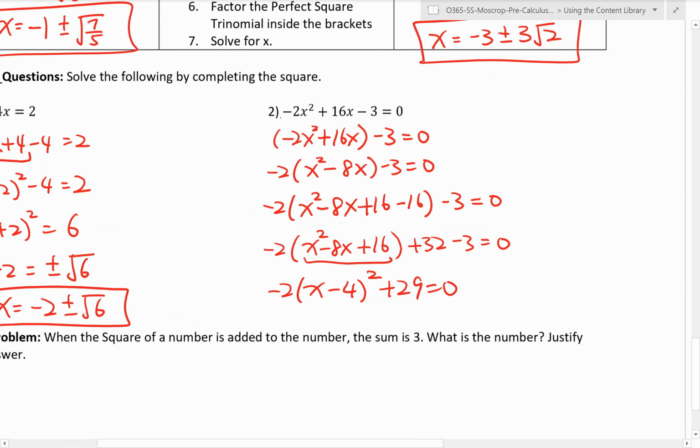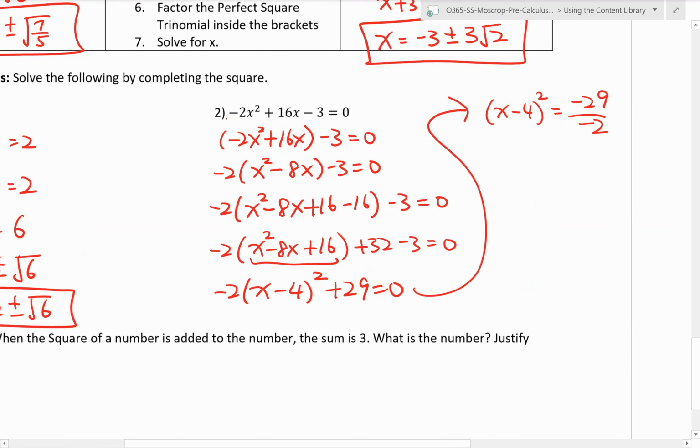Now we have a square term and a bunch of just numbers, so we can actually isolate the (x minus 4) squared term. First, move the 29 to the right by subtracting 29, so 0 minus 29 is negative 29, and then divide it by negative 2. Okay, and now I can square root both sides. Again, both of these are negative, so when we square root, we can just write the positive ones.